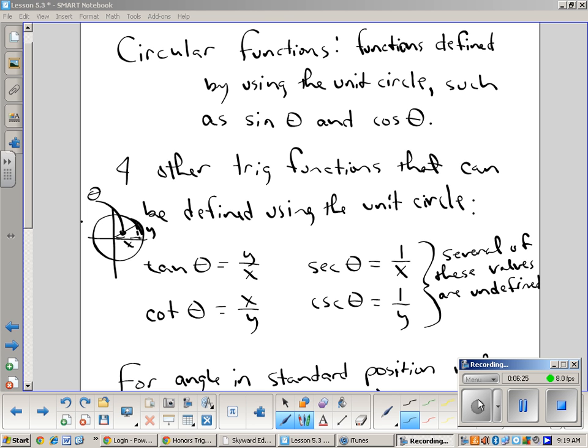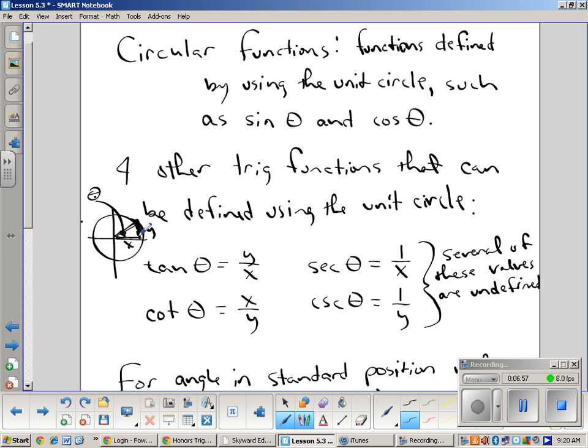Tangent, remember the ratio for tangent is opposite over adjacent? If I'm looking at this little right triangle here, and here's my point, and this angle is theta, then this side is x, and this side is y. That's how we get the ordered pair x, y. Would you agree with that? Okay, so tangent's going to equal the opposite, y, over the adjacent x. All right? And so the tangent is y over x.